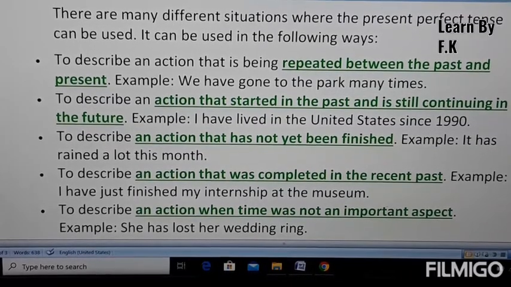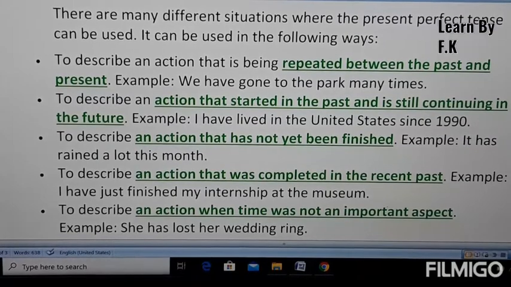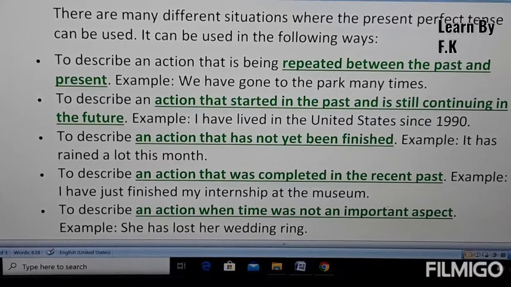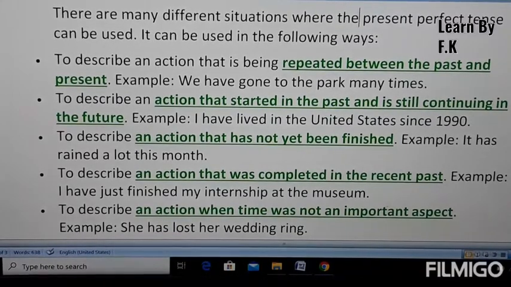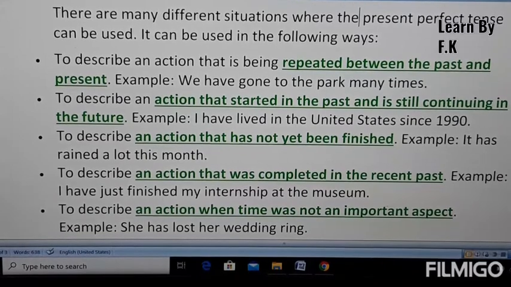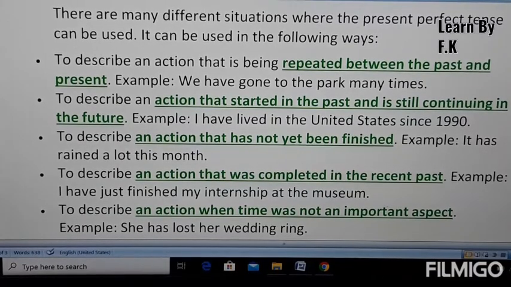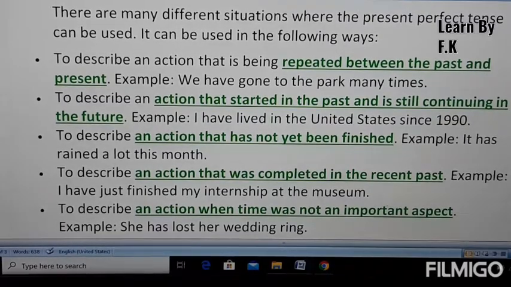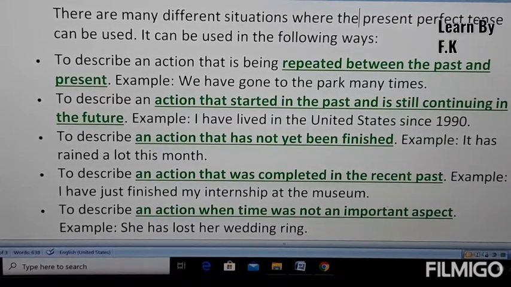To describe an action that started in the past and is still continuing in the future. Example, I have lived in the United States since 1990. Here this example shows that living in the US since 1990 and still living there.